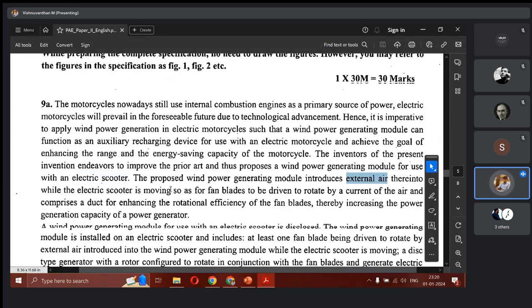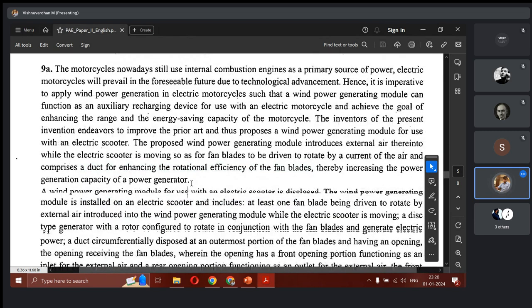Very simple. So when the scooter is running, air obviously blows, right? So it collects the air which is blowing, and then fan blades are driven to rotate by the current of air, simple, and comprise a duct for enhancing the rotational efficiency of the fan blades, thereby increasing the power generation of the power capacity. Simple. So it's just a generator which has blades. When the scooter moves, the rotors spin, and then it charges the battery. It's an electric scooter. Understood the invention within 2 minutes, right?